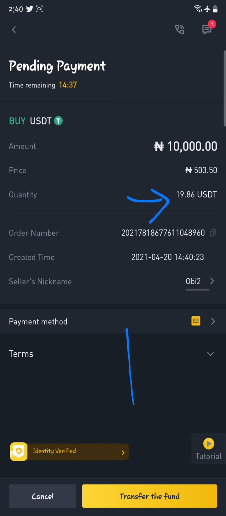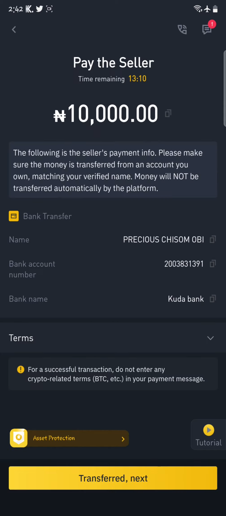So I'll come over here and click transfer the fund, and then I'll get directed to where I'll see the account number for me to proceed with making payment. So I'll just do that right away. Alright, so now I have completed the payment. I have sent the money to the seller, and the next thing I will do is click on transferred.